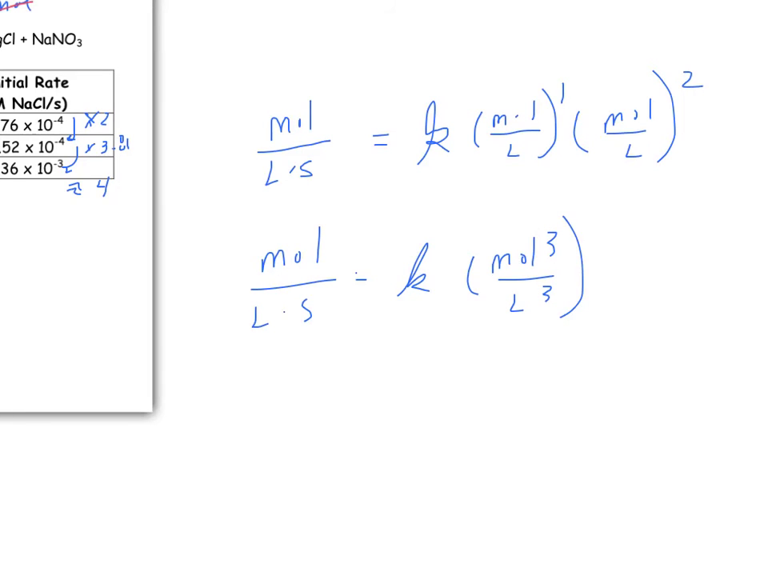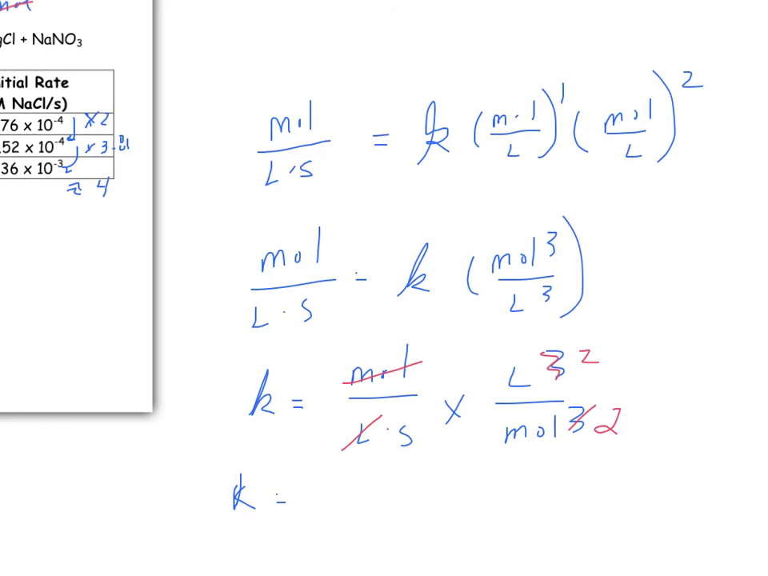Again, I'm going to divide both sides by a fraction, so I'm going to flip and multiply by the reciprocal. I have moles divided by moles, so that changes that to a 2. And I have a liter down in the denominator, so that can change that to a 2. So my units are going to be liters squared over moles squared times seconds.